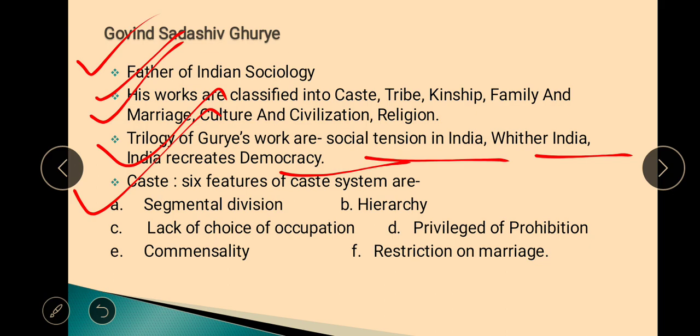If you look at the caste system, he had introduced six features of the system. So let's understand one by one. The first one is segmental division. Segment actually means compartment. If you divide the population into different groups on the basis of social status, we'd find there are two types of status. The first one is ascribed status and the other one is achieved status. Now the question comes, what is ascribed status? Ascribed status is a status which is based on our birthright, which is fixed and cannot be changed. Whereas achieved status is occupied by a person through his talent.